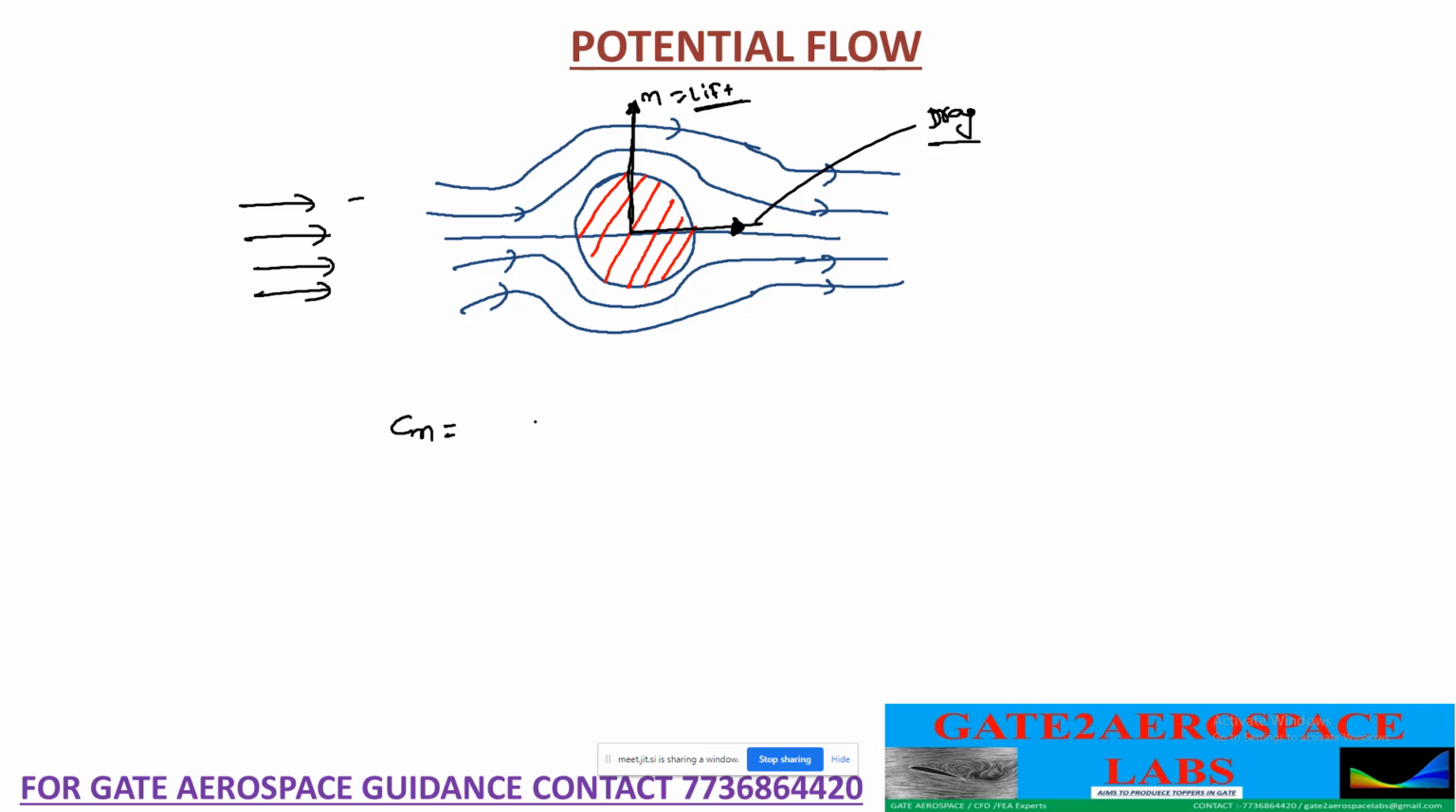This Cn will be equal to the integral from 0 to c of 1 by c times (Cp in the lower half minus Cp in the upper half) dx. Right? What does this mean?